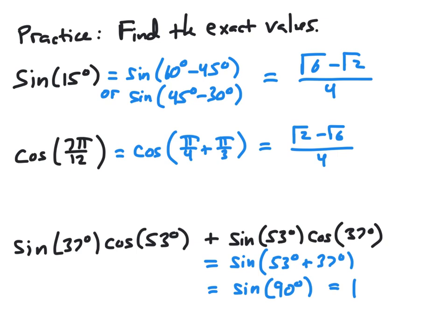And the expression at the bottom has the form of the sum formula for sine. So that would be equal to the sine of 53 degrees plus 37 degrees, which is the sine of 90 degrees, which is 1.